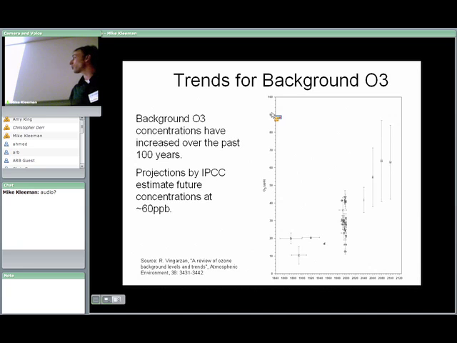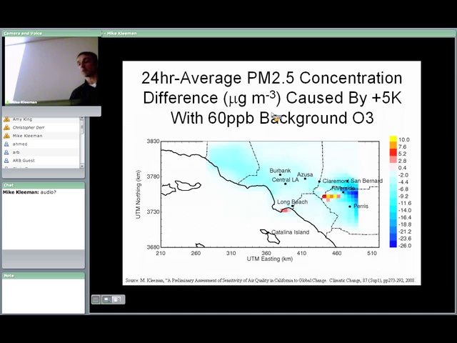Typical background concentrations today are around 30 parts per billion of ozone blowing into California, but that's going up over time. It's going up over time because global emissions of things like methane and NOx are going up as well. And that is driving a general increase in background ozone concentrations to the point where we think in the next 100 years, it's roughly going to double. So instead of 30 parts per billion of background ozone blowing into California, you'll get more like 60 parts per billion.